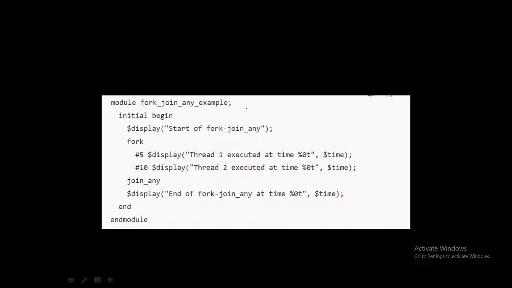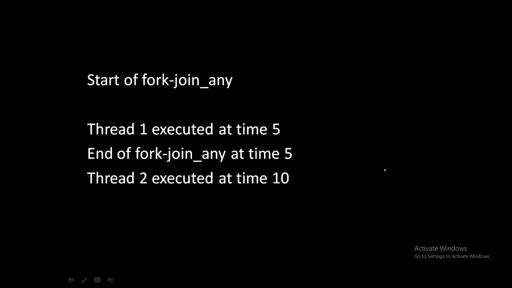Okay, let's see an example here. Let's take a module called fork_join_any_example, and we are displaying $display start of fork join any, and fork, #5 $display thread 1 executed at time t equal to some time, and #10 $display thread 2 executed at time t, and after this we have written $display end of fork join any at time t. Now let us see the output. In the first display statement we are getting start of fork join any.